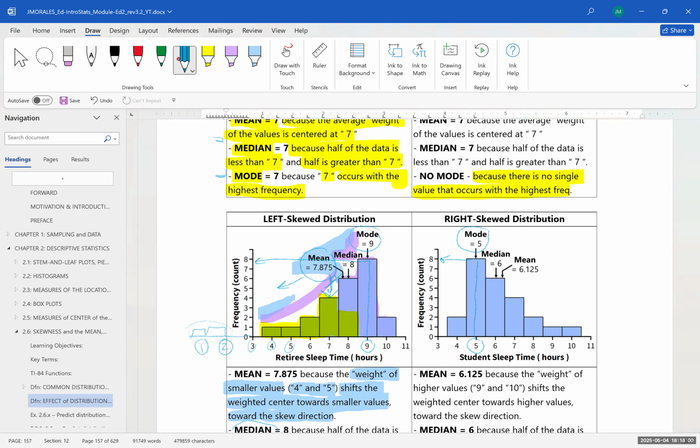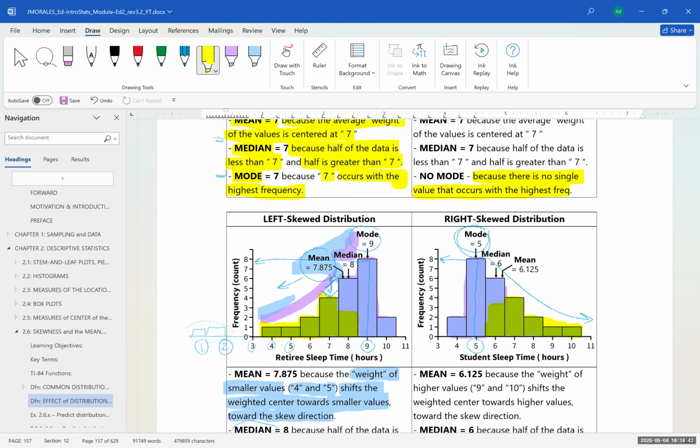And you see the same effect here with this right skewed distribution, right? So the data is skewed to the right in the positive direction. Okay, the mode is 5. Now the median is 6 because half of the values are like 6 and below, and the other half are 6 and above, something like that.